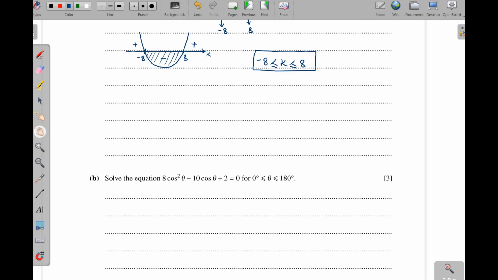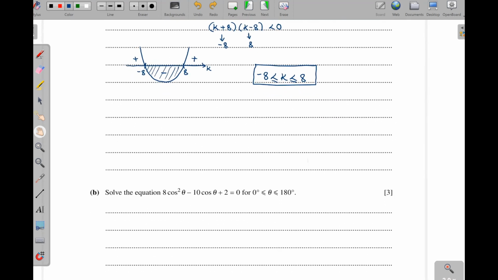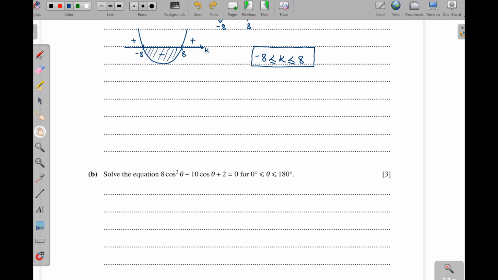And then part B, solve this equation here. You can actually divide all through by 2. Let's divide all through by 2. We shall have 4 cos squared theta minus 5 cos theta, then plus 1 is equal to 0. This is a quadratic equation in cos theta, so I can solve it using a calculator.